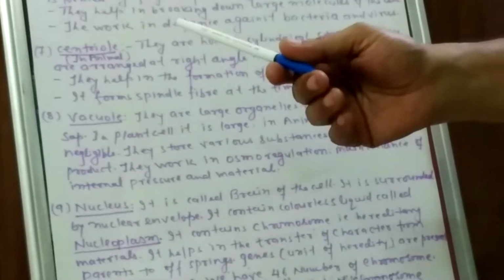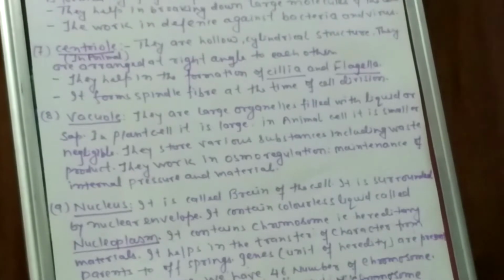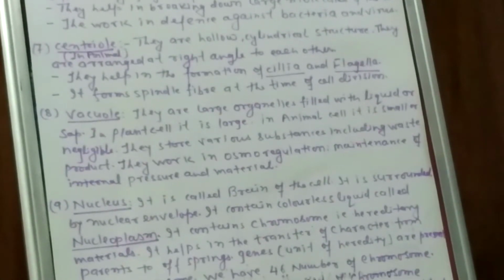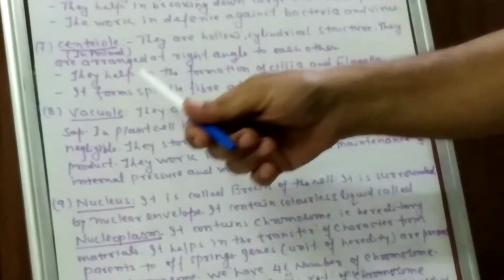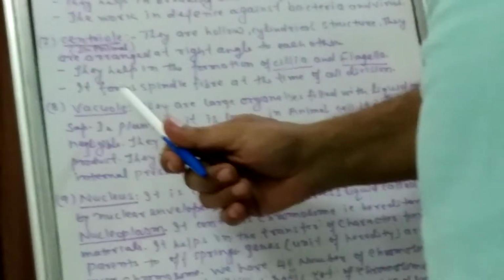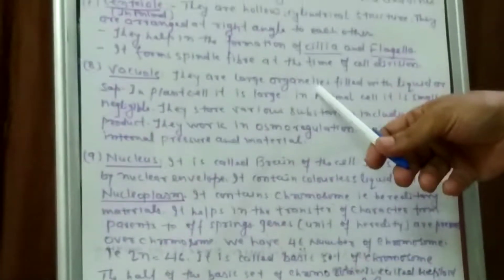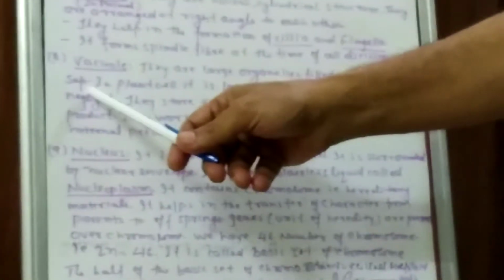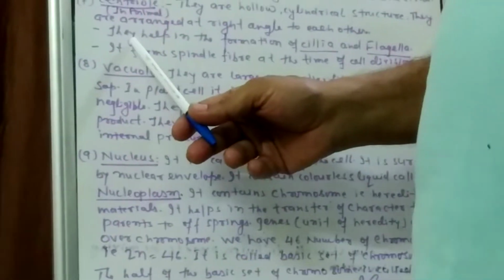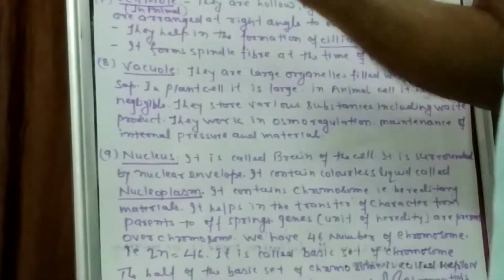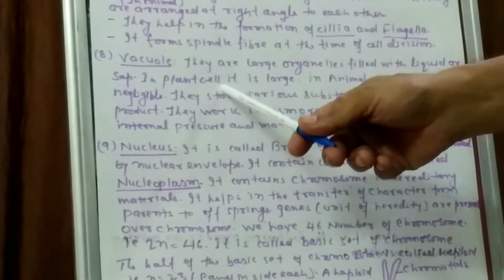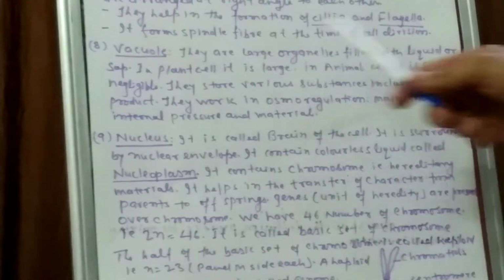Now vacuole, it is largely found in the plant cells. It is also a double membranous structure. In animal cells, it is present very small or incipient, but mainly its function is in plant cells, where it is known as the storage house. It stores materials or waste in the vacuoles, and whenever needed, they are removed from the cells. They are large organelles filled with liquid or sap that is known as tonoplast. In plant cells it is large, in animal cells it is small or negligible.